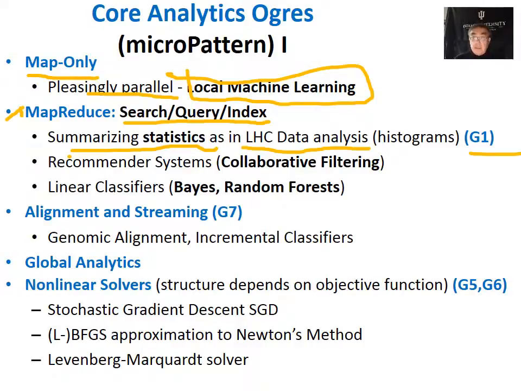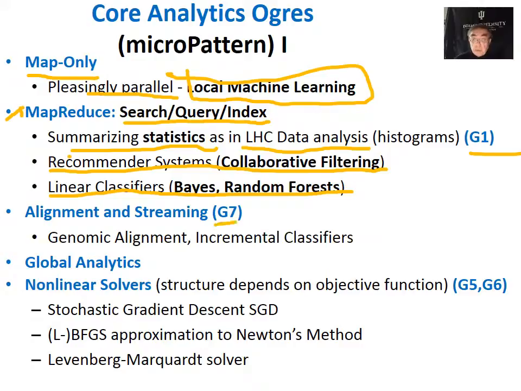We have the recommender systems, which are of that type, because you define nearest neighbors and things like that for the kth nearest neighbor algorithm. That's a MapReduce application, and various simple classification algorithms.